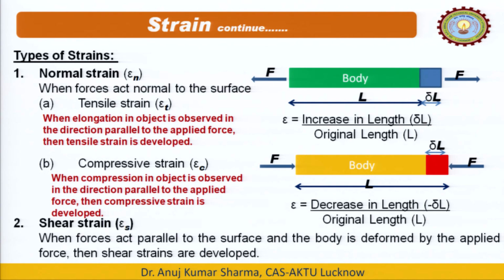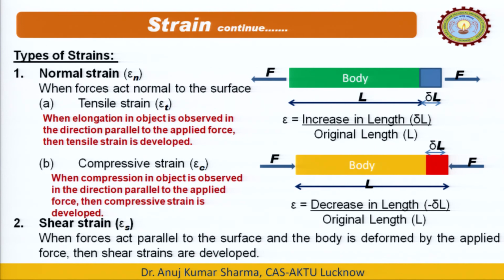Whenever force is applied parallel to the surface, we get shear strain, and if it is applied perpendicular to the surface, then it is known as the normal strain. Normal strain is also dependent on the type of forces we are applying. If the force is tensile in nature, here we can see it will create the elongation. It means it is tensile strain.